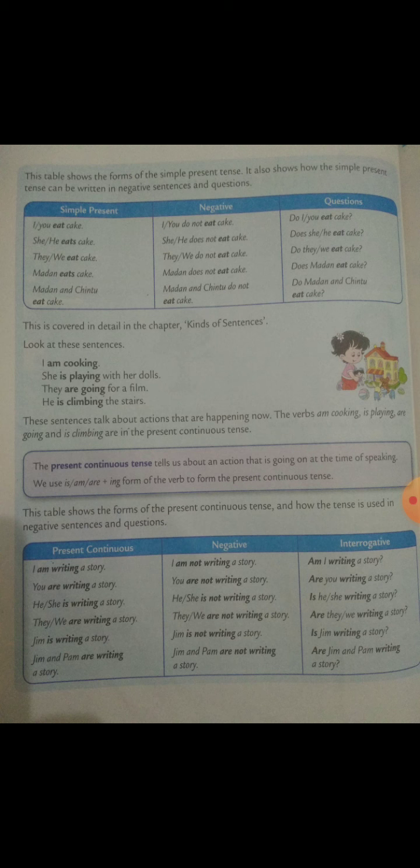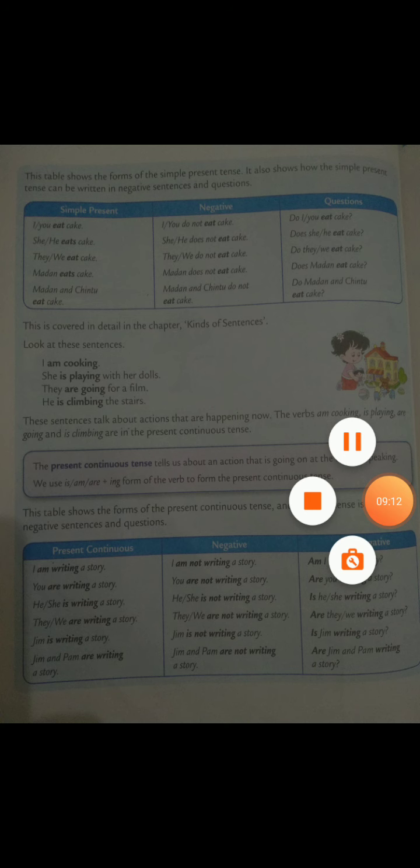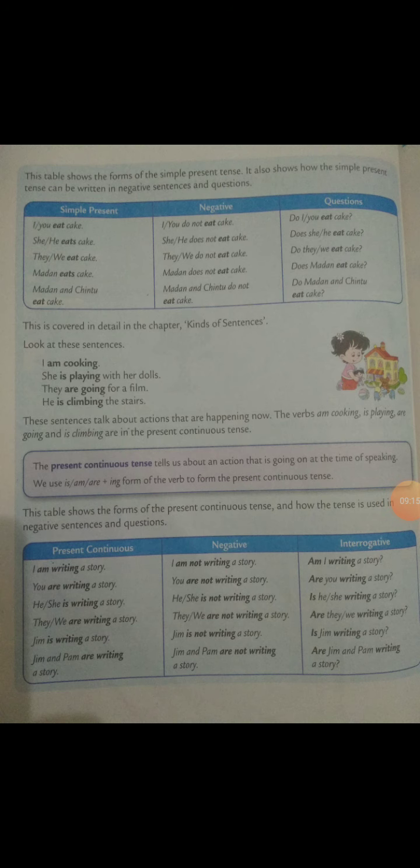Look at these sentences. I am cooking. She is playing with her dolls. They are going for a film. He is climbing the stairs. These sentences talk about actions that are happening right now. The verbs am cooking, is playing, are going, and is climbing are in the present continuous tense. So in all these sentences, you can see am, is, and are is used plus ing.